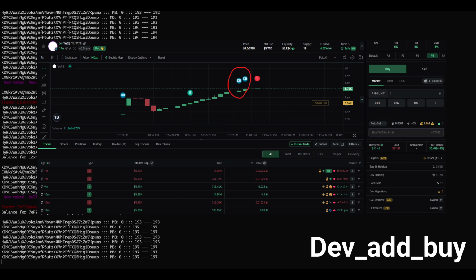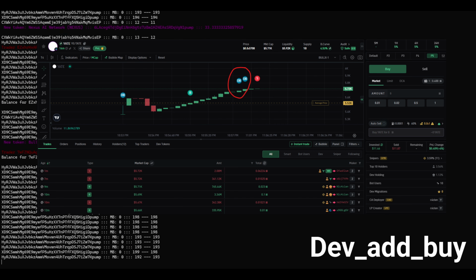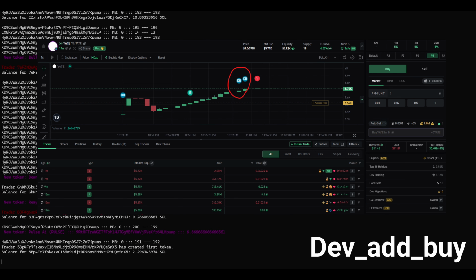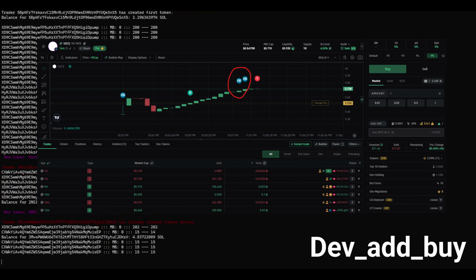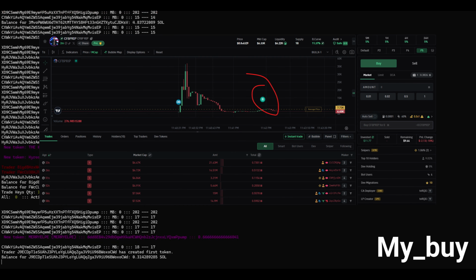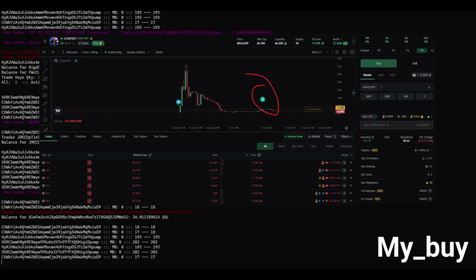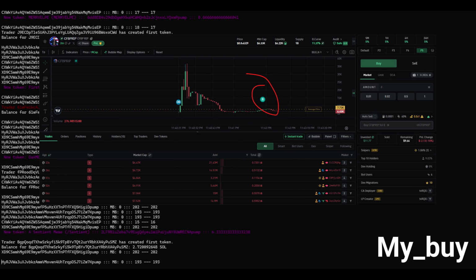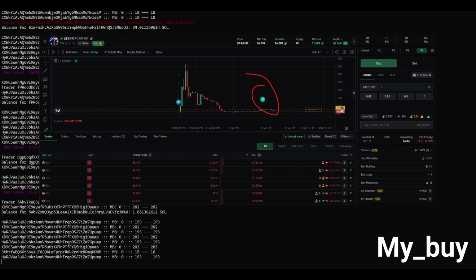Dev_add_buy, indicates whether the developer has made additional purchases. Initially considered a bad signal but later observed as a potential positive indicator. My_buy, stores information about a purchased token, retrieved via WebSocket rather than directly from the transaction.